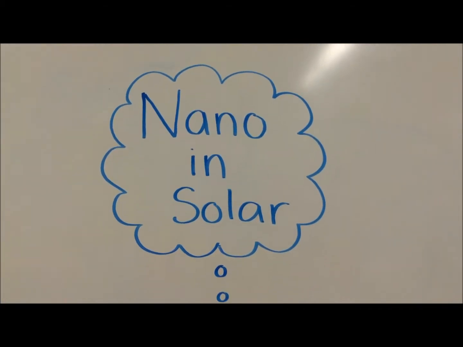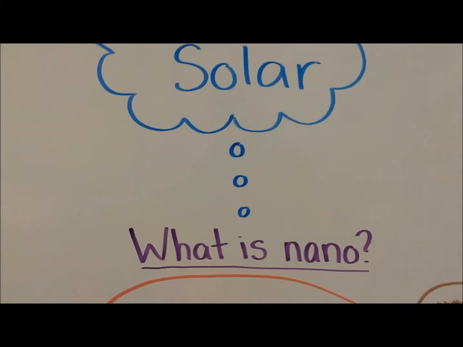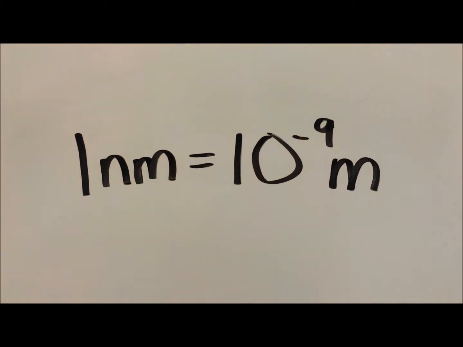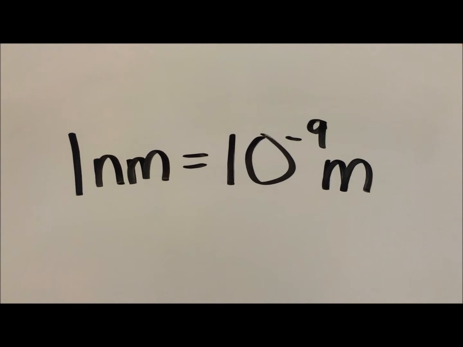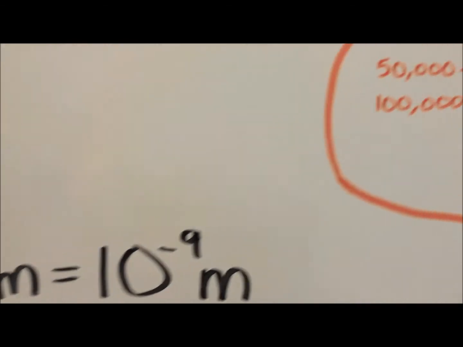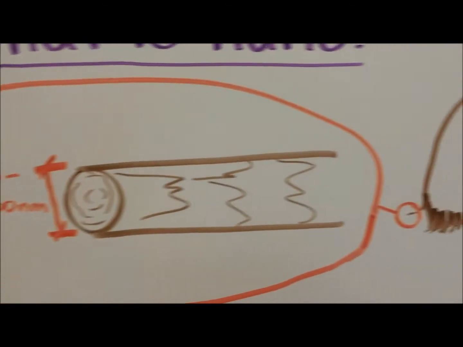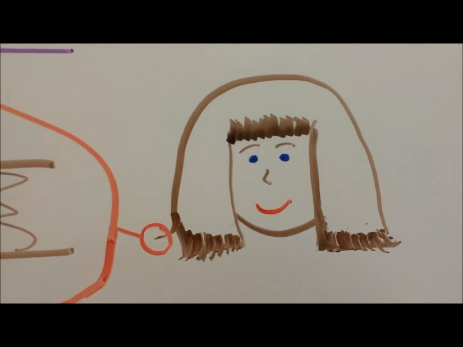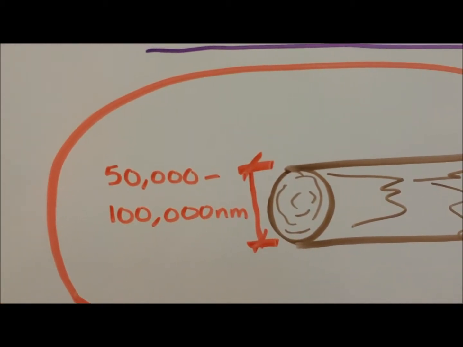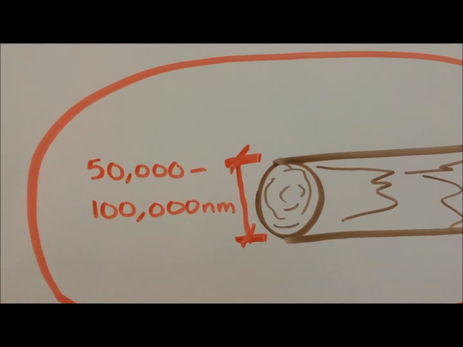Nanotechnology applications in solar energy. What is nano? Nano is a prefix used to describe 1/billionth of whatever follows. For example, 1 nanometer is equal to 1/billionth of a meter. To give you an example of just how small this is, we have depicted the human hair. The human hair ranges from 50 to 100,000 nanometers in diameter.